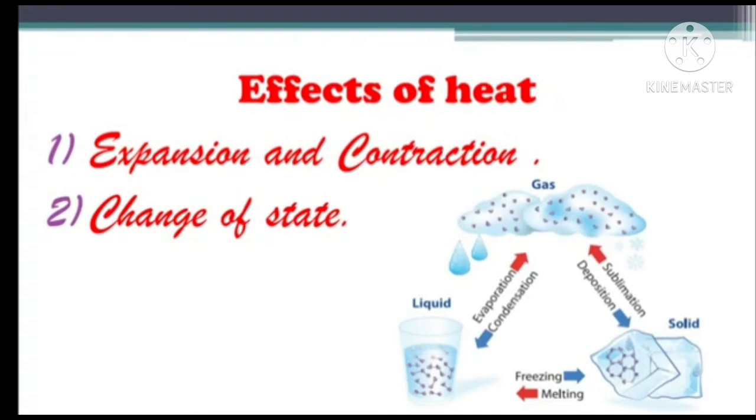So student, change of state. If we take an example of ice, which is in solid state, when on heating ice, its state will be changed. That means solid will convert into liquid, and if we heat liquid, then it will convert into gas or vapor. So this is how the change of state of matter takes place on heating.